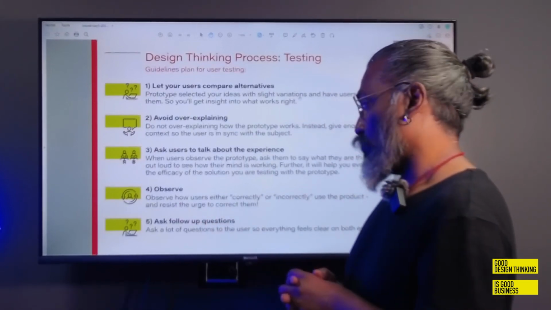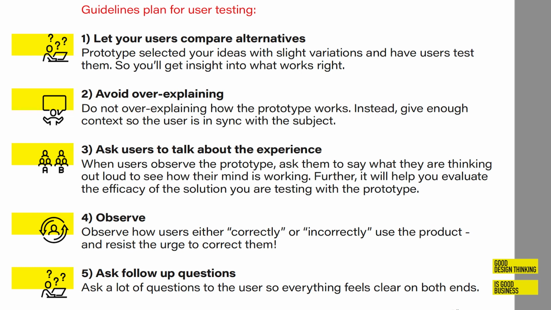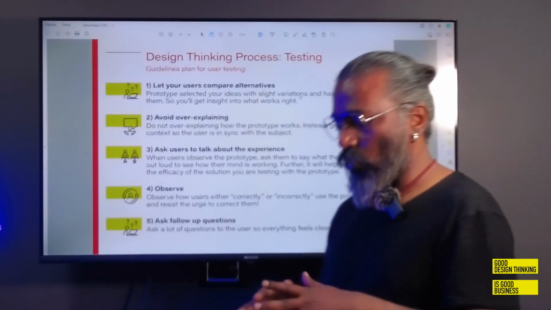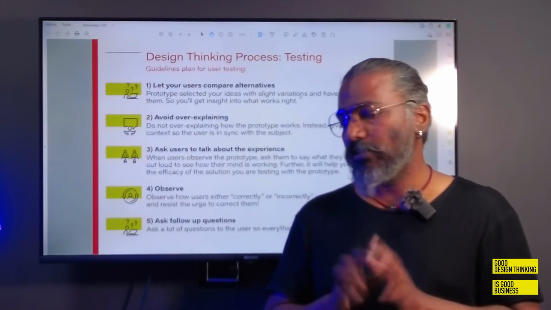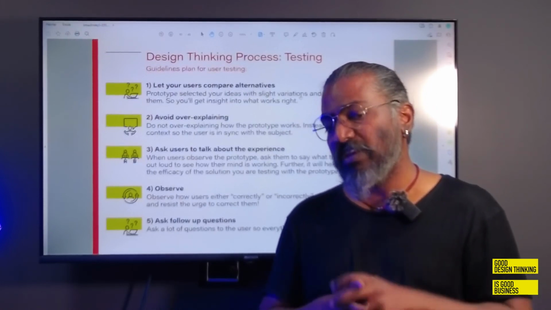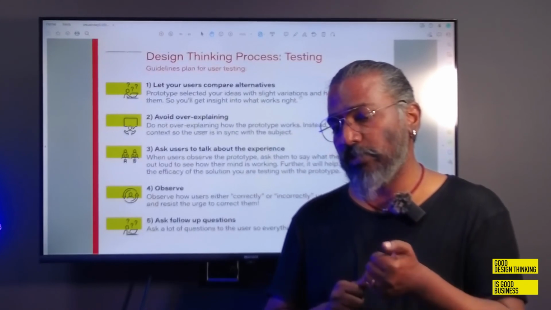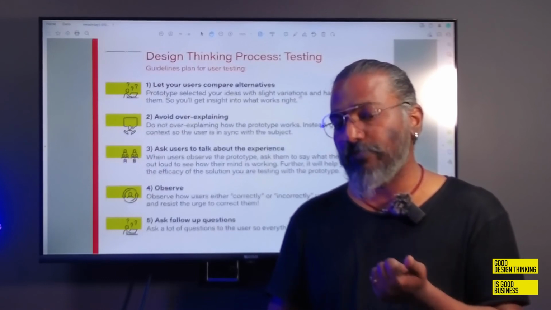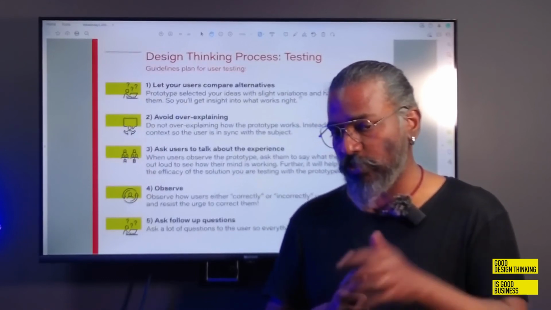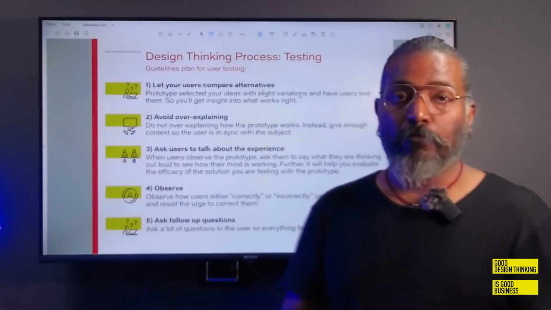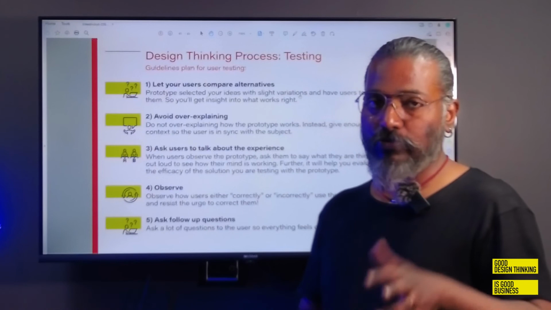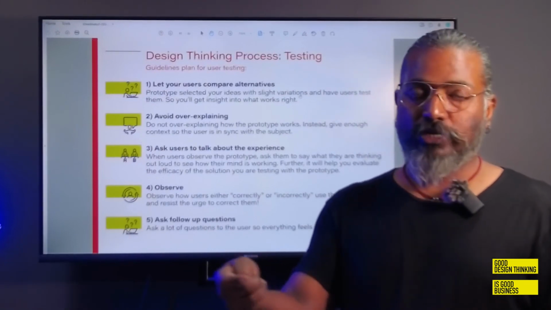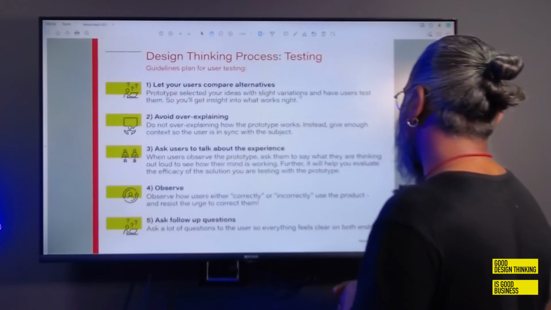The fourth guideline is observe. Observe how users either correctly or incorrectly use a prototype and resist the urge to correct them. So generally when you're testing, just observe how people are using it. Some people are considering this particular button to put it on the machine, but that button is not meant for that. You know that, but that person doesn't know. He's trying it. Okay, don't jump in and say, oh, don't touch that button, that is not for switching on, the switch button is sideways. No.